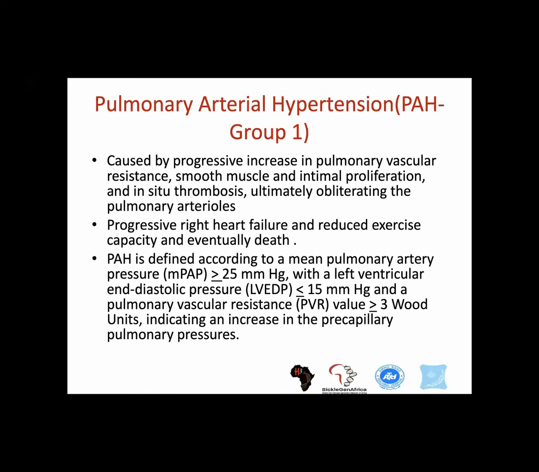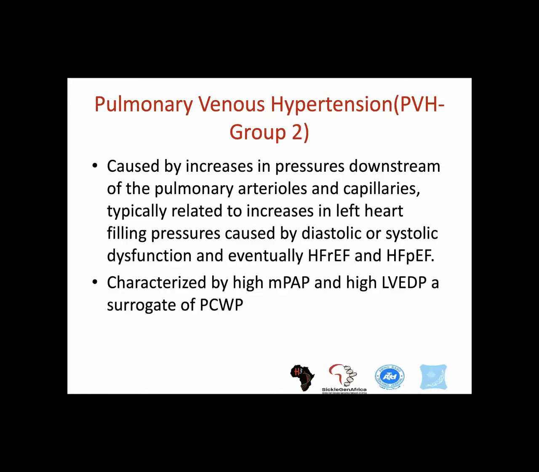On the other hand, category 2 or group 2 is mainly a result of left heart disease, as I mentioned earlier. But these patients have both an increase in the mean pulmonary artery pressure, as well as the left ventricular end diastolic pressure, which is a surrogate for the pulmonary capillary wedge pressure. So this is the difference. The other group has a normal pulmonary wedge pressure, but in this one it is also elevated.